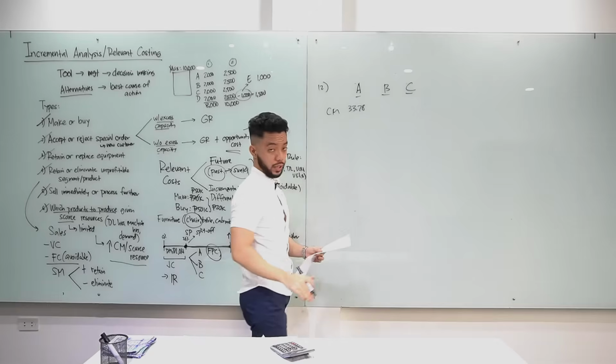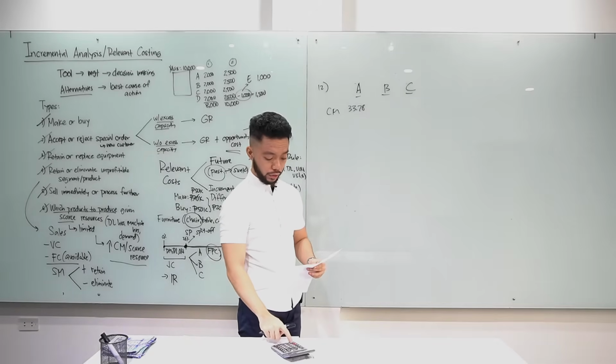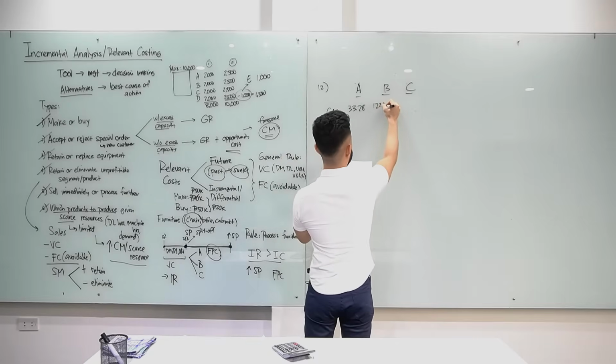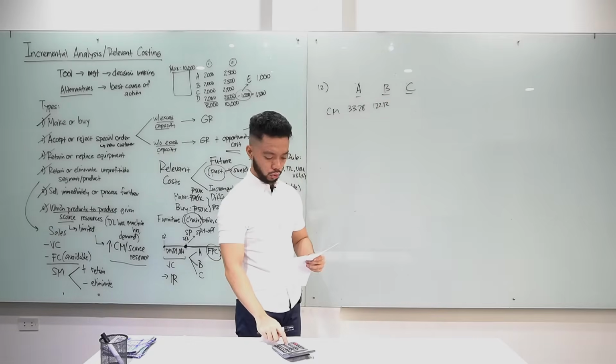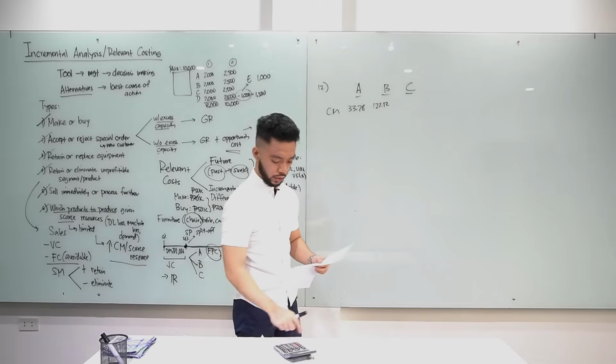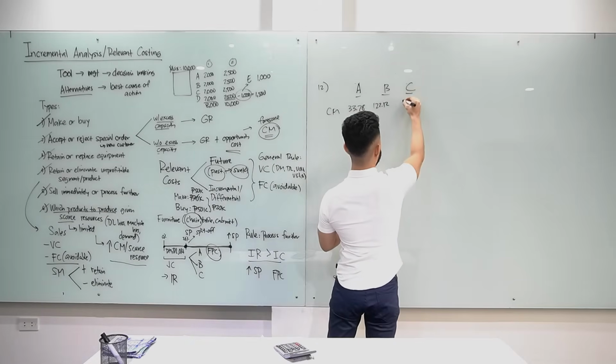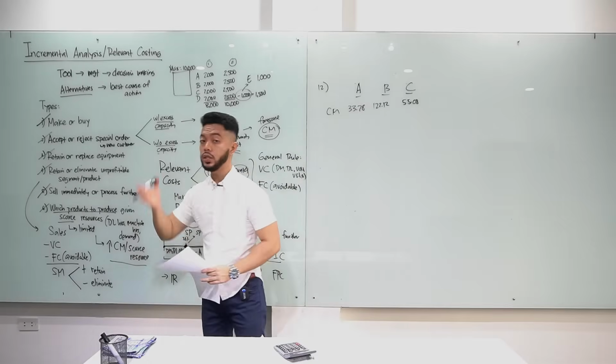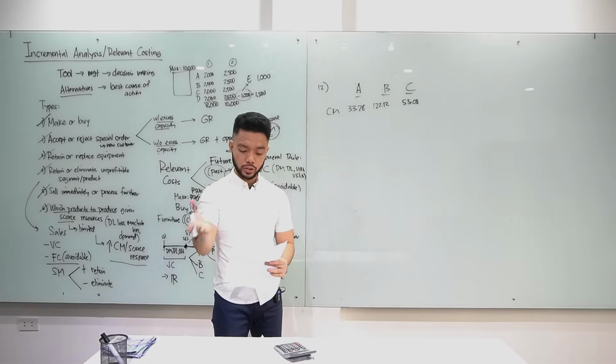Let's do the same thing for B and C. For B, 542.66 minus 420.54, you get 122.12. Yun yung CM ni B. Si C naman, 222.84 minus 167.76, you get 55.08. Okay? Pero hindi pa tapos yung class. Kasi sabi natin dyan, per scarce resource. I-divide mo pa yan sa scarce resource. Ano yung scarce resource dito?